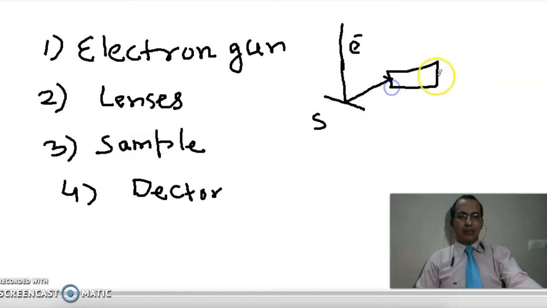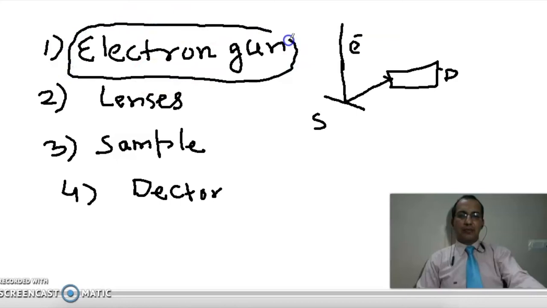have a detector for that, detector D. So overall, what we are trying to do here is produce the electrons, and that is simple, because the electrons are produced with the help of thermionic emission from the tungsten filament. So you would have a tungsten filament which can emit the electrons.